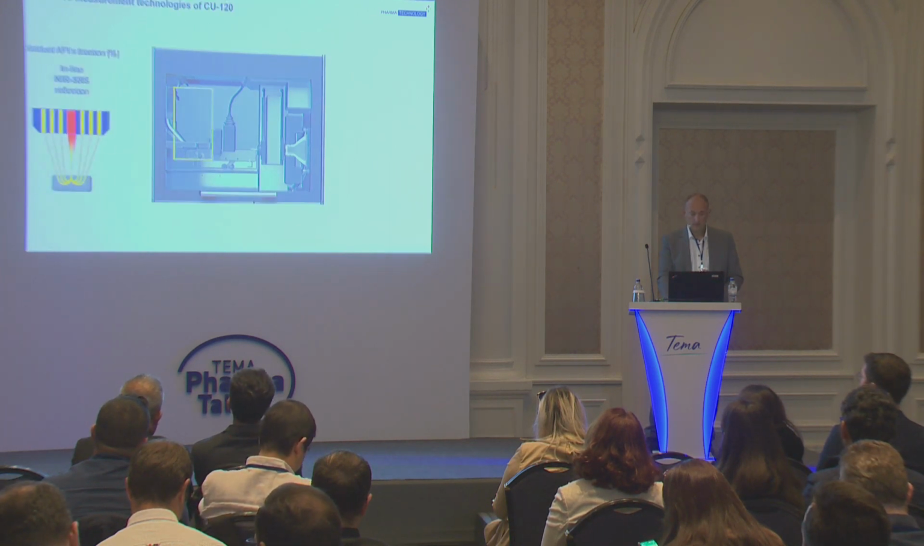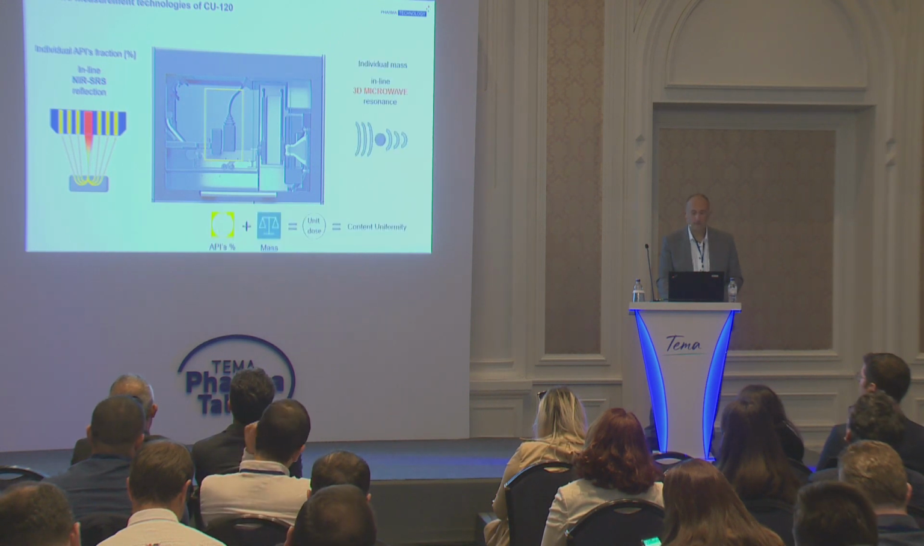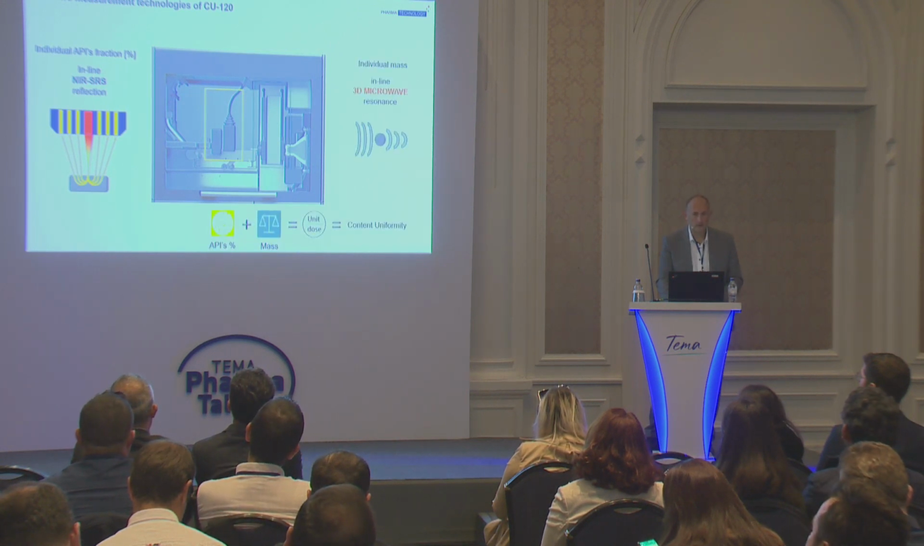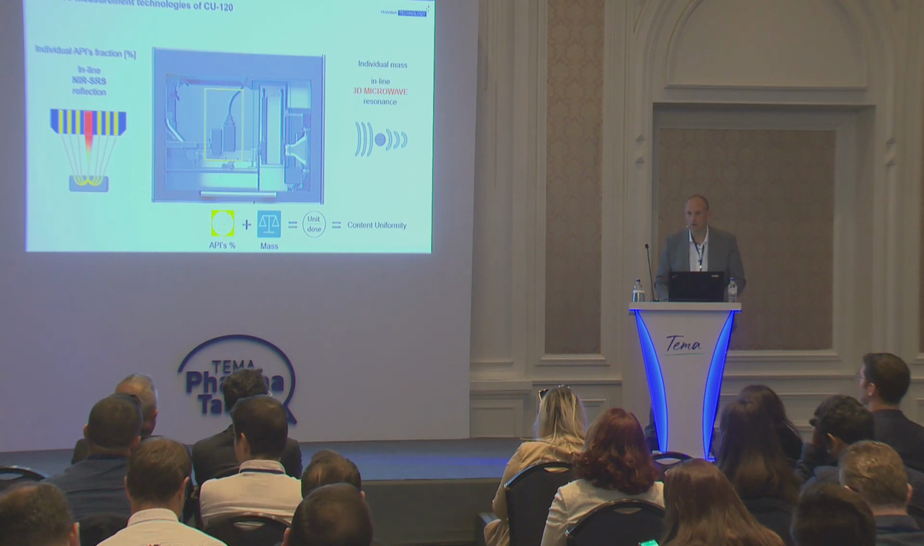Very important. We have NIR measurement for API fraction. We have 3D microwave measurement for the mass. We can marry that, and then we know the milligrams of API in the tablet. And this is the content uniformity.